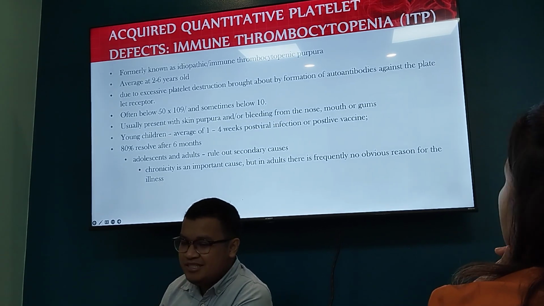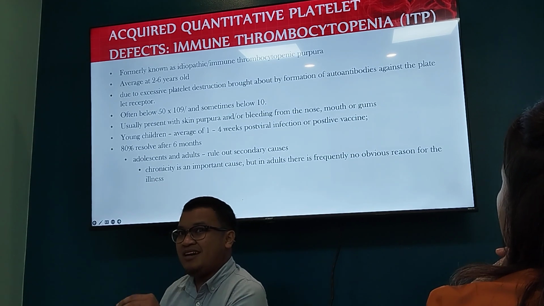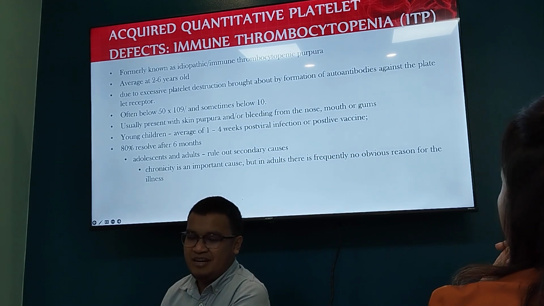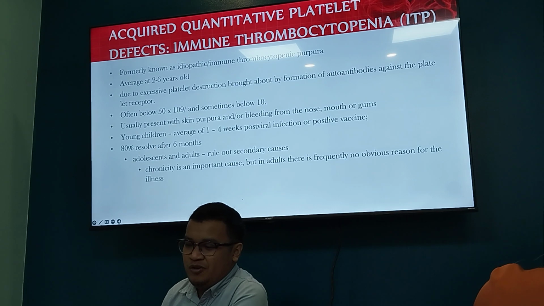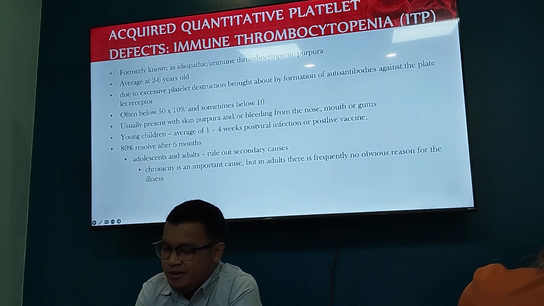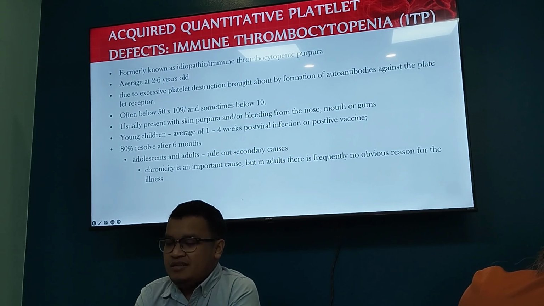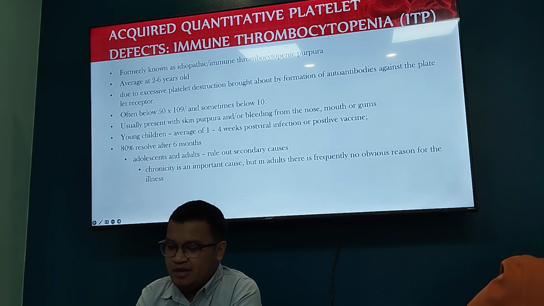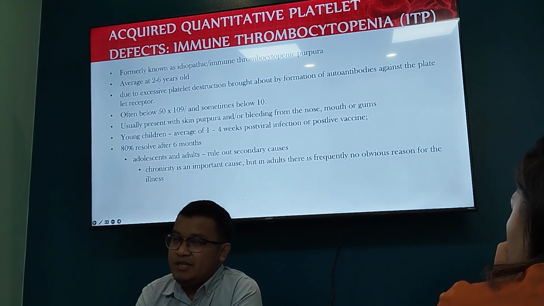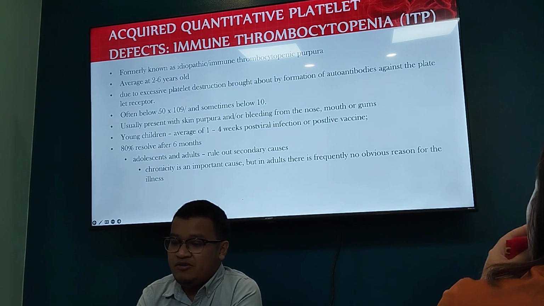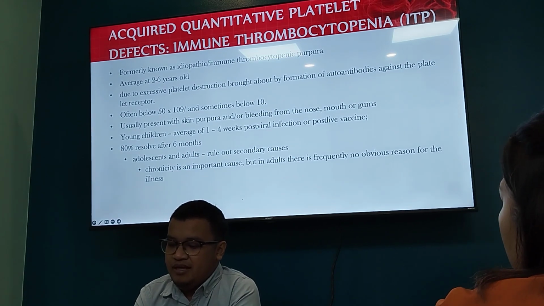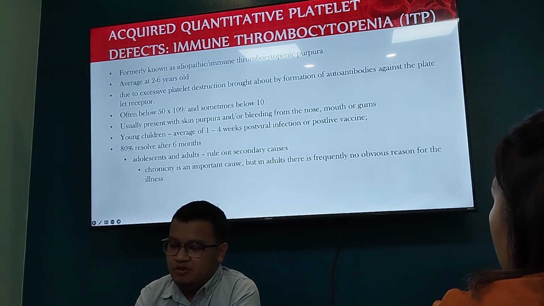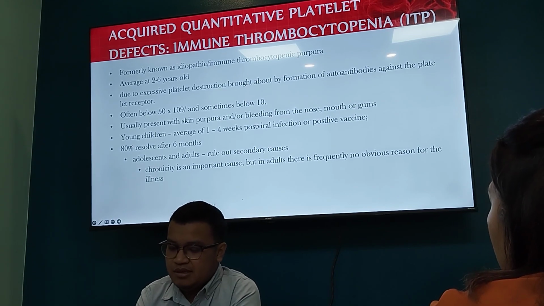ITP. So acquired siya, pero medyo madami siya. No? Even in adults, marami din ng ITP. So, your immune thrombocytopenia is formerly known as your idiopathic or immune thrombocytopenic purpura. It is due to excessive platelet destruction brought about by formation of autoantibodies against a platelet receptor. The usual presentation of them is a platelet count of less than 50,000. And they usually present with skin purpura and or bleeding from the nose, mouth, and gums.